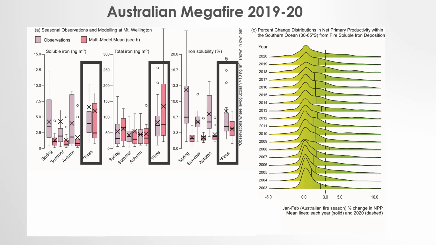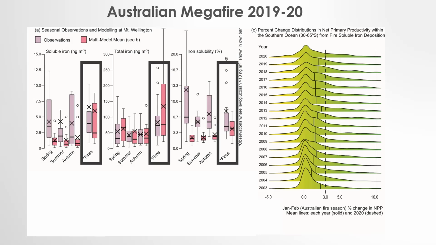For each of the years from 2003 to 2020, we're focusing in only on the Southern Ocean, which is broadly defined here between 30 to 65 south. And we're just looking at fire season, so it's just January and February for those years. Now, each point within our PDFs for each different year is the change in primary productivity for each model grid cell within that region at that time. And the black line is then the mean change in that primary productivity due to just the addition of the iron from the fire aerosol.